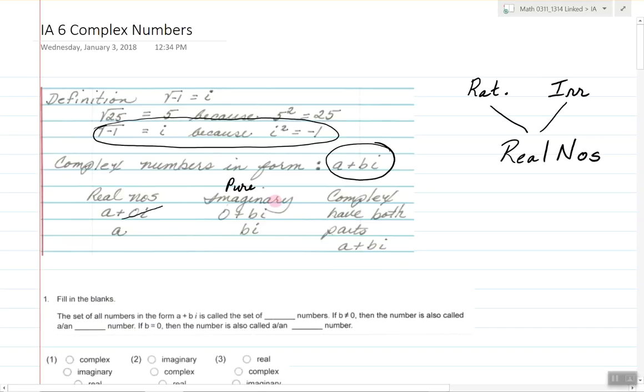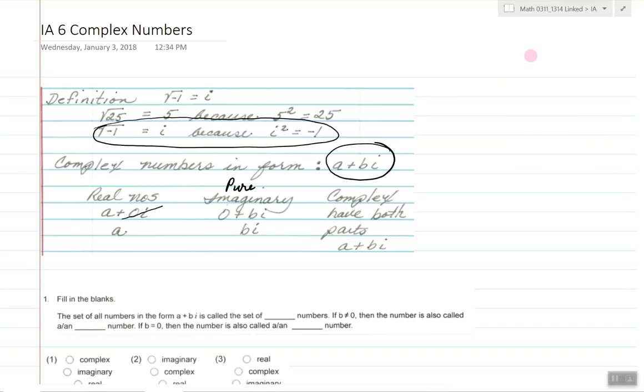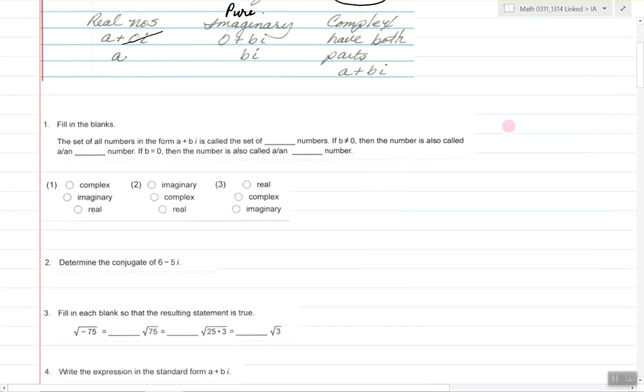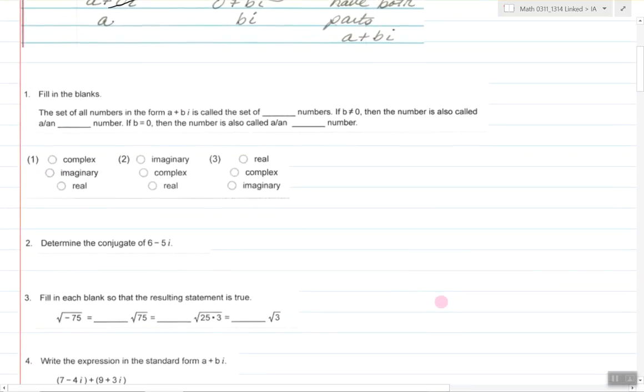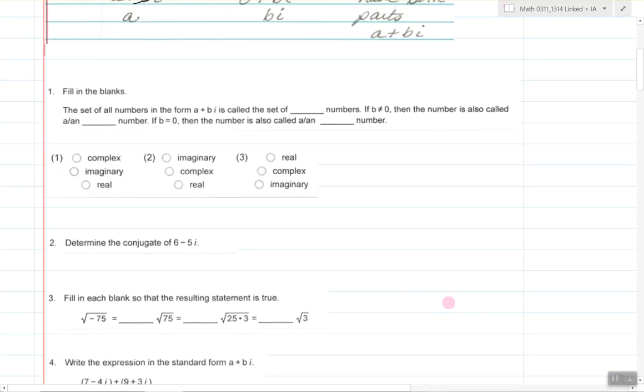Pure imaginaries are a subset here, real numbers are a subset here. So you have been, without any definition earlier, working with complex numbers, but it was the subset of real ones. So let's go on and take a look at a little bit of this vocabulary. The set of all numbers in the form of a plus bi is called the set of, we already talked about this, complex numbers.